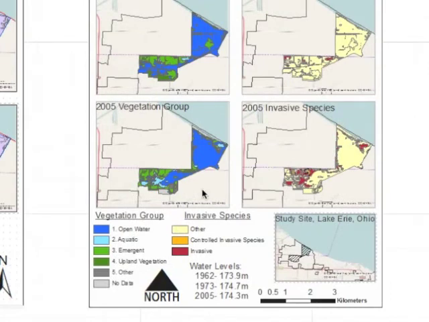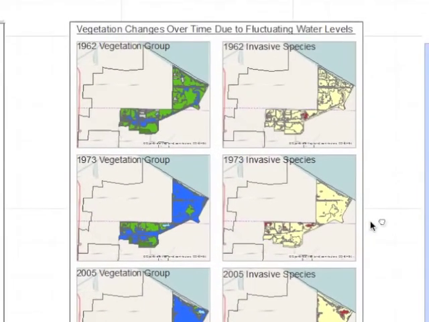So this one has a few other interesting aspects. Here we have a title, at least. The last one didn't even have a title. So this title I think is pretty good. It is telling the map reader what they're supposed to be looking for in this map, right? So they're looking for changes in vegetation due to fluctuating water levels.